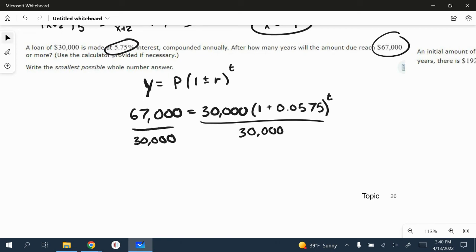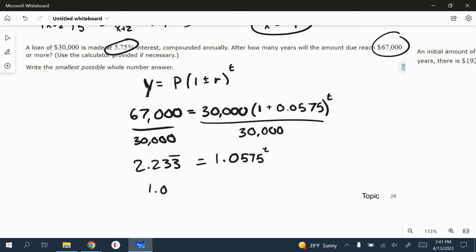So 67,000 divided by 30,000, it's going to give you some decimal. I think it's somewhere around 2.23 repeating maybe, equals, well, I'm going to simplify what's in the parentheses as well. I'll put 1.0575 to the t power. And now we can make a logarithm out of this.